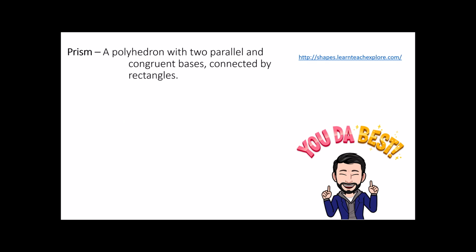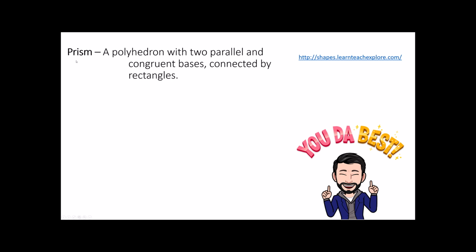Now, what I'm going to do is hop out of this slideshow in just a second. I'm going to go to an app that I picked up from shapes.learnteachexplore.com. This is a wonderful app for exploring polygons and polyhedrons and how they fit together. I do want to go through our terms one more time, make sure we know what they are before we do that. And once we have that, we'll hop out there and make sure it makes sense.